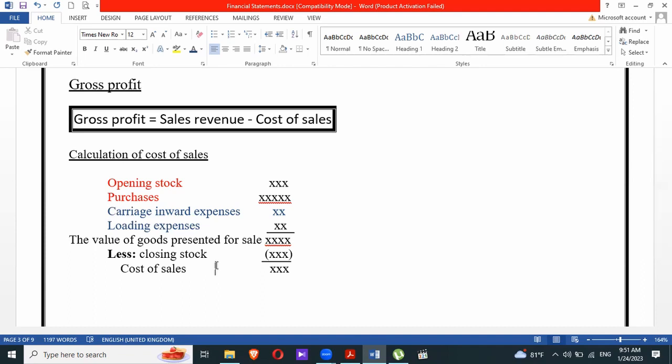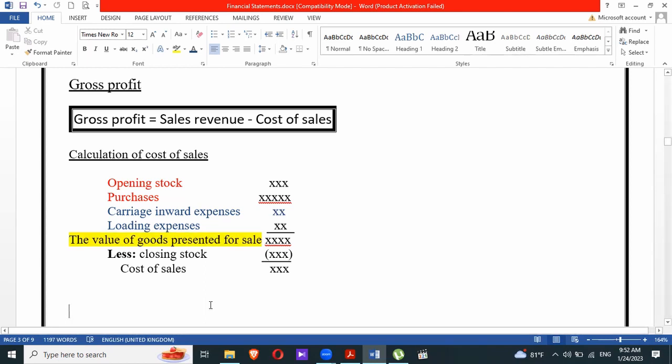So not only the purchases, purchase related expenses should be added, right? Those are carriage inwards and loading expenses. Keep in mind, only two purchase related expenses will come: carriage inwards and loading expenses. Then the value of goods presented for sale will be the answer. When you add opening stock plus purchases, and then the two purchase related expenses, your answer will be the value of goods presented for sale.